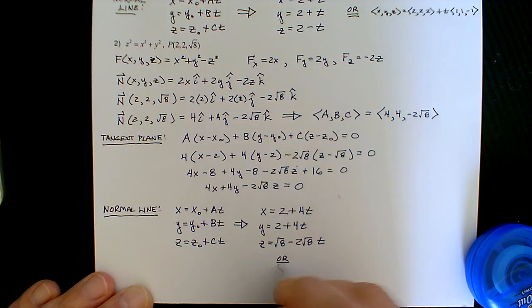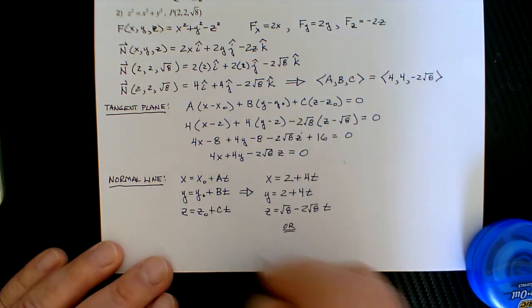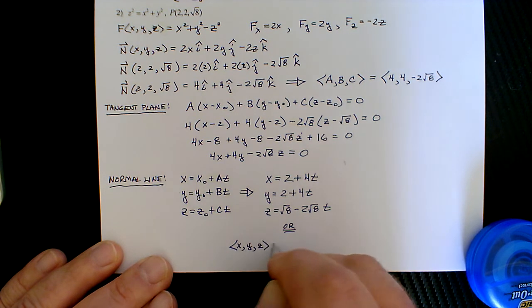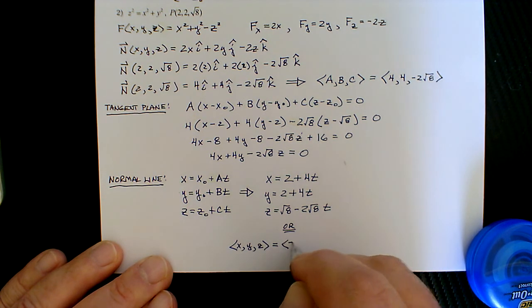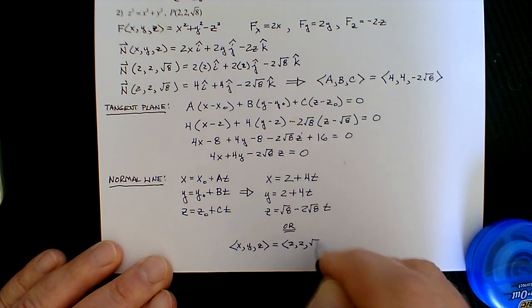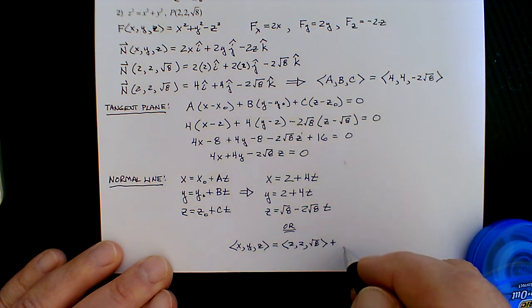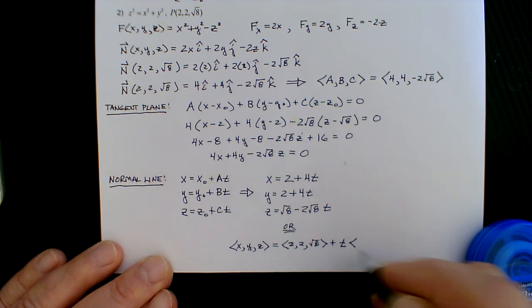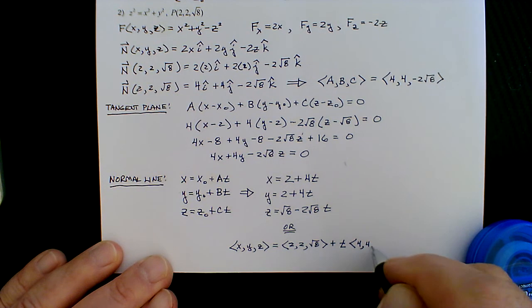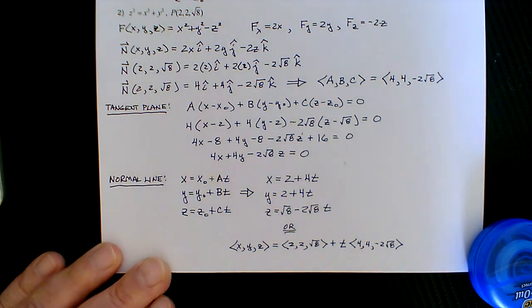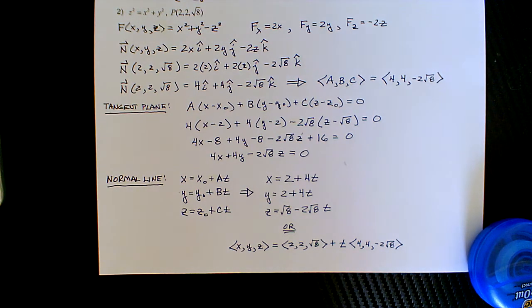And again, if you wanted to put this into vector form, for the line xyz is equal to the point as a vector 2, 2, square root of 8, and then plus, you could put the t in front as we normally do of the normal vector 4, 4, and negative 2 square roots of 8. Okay, so pretty straightforward.